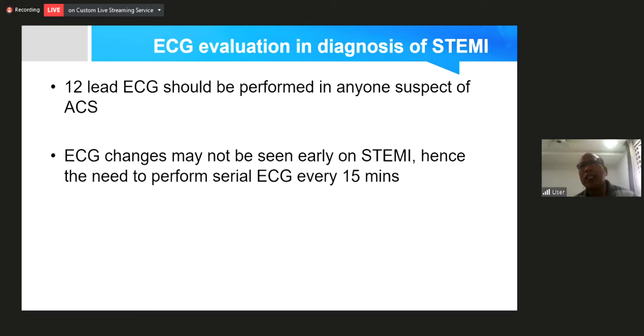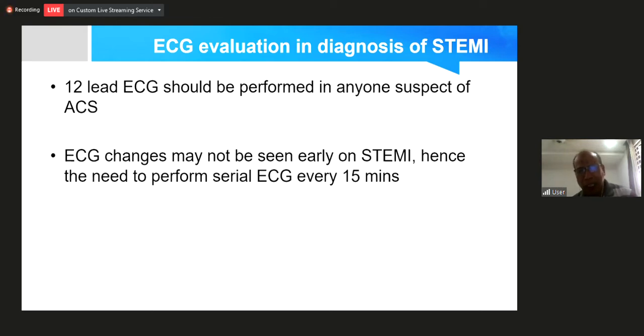The difficulty is how to diagnose at the early part of STEMI. You know why? Because at that time there are no ECG changes. Probably only the patient has a fault wave, and another thing is the cardiac biomarker at that time is also negative. You know, because the cardiac marker normally will be raised after 2 hours from the onset of chest pain.